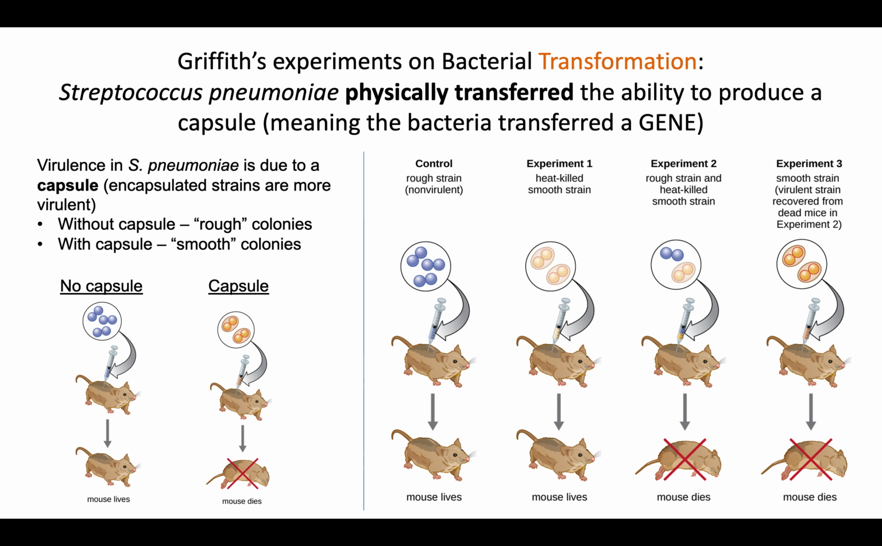So I'm going to talk a little bit about the history of the first process, transformation. That was discovered in about 1944 by a scientist by the name of Frederick Griffith.